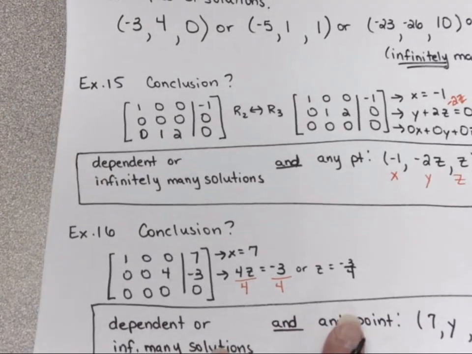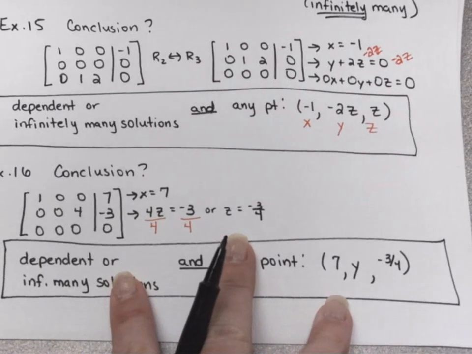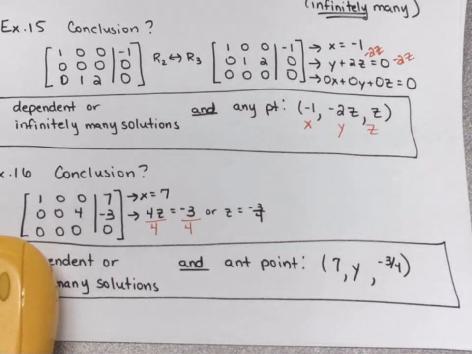So an example of a solution would be 7, 0, -3/4, or 7, a million, -3/4, or 7, -2, -3/4, right? So the 7 and the -3/4 are set in stone, but what's not set in stone? The y, right? And we still have infinitely many of them, okay? So those are kind of all the ways that infinitely many solutions might look when you encounter them, okay?